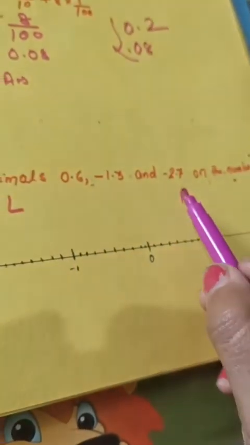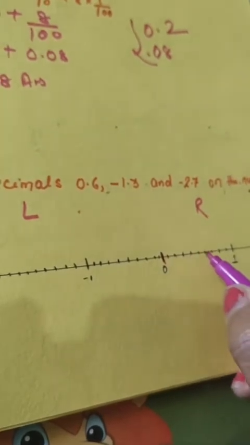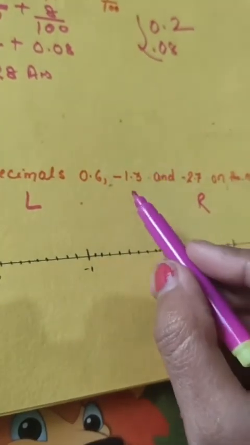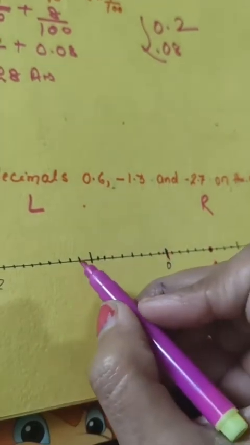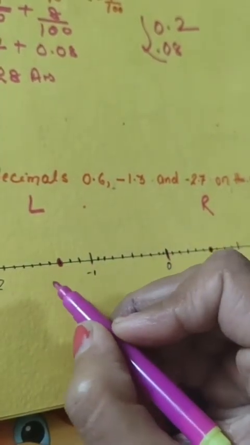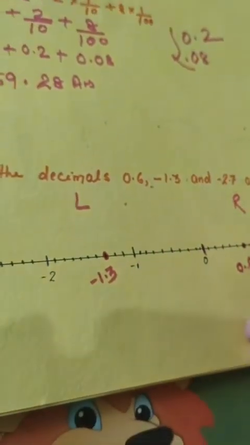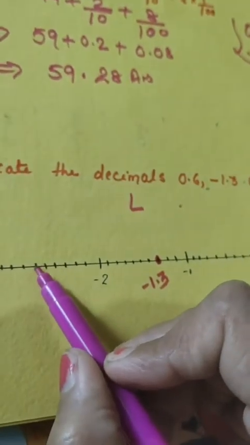Now here 0.6 is given. So we start at 0 here, and 0.6 is given. So we go to the right side: 1, 2, 3, 4, 5, 6. We have to write here 0.6. Now minus 1.3. Minus 1 is given and 3: 1, 2, 3. Okay. Minus 2 is given. And what is the question? Minus 2.7. So 1, 2, 3, 4, 5, 6, 7.